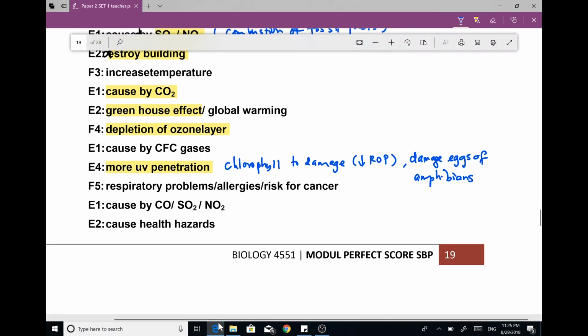Now last one, we look at SO2 and NO2 again. If they are inhaled by human beings, since they are acidic in nature, they are going to cause a lot of problems such as allergies or asthma or bronchitis to us.